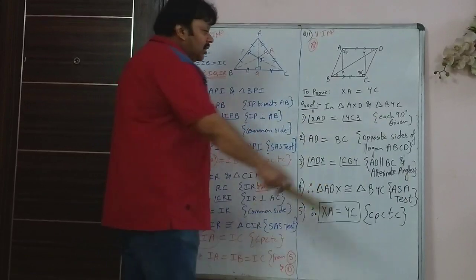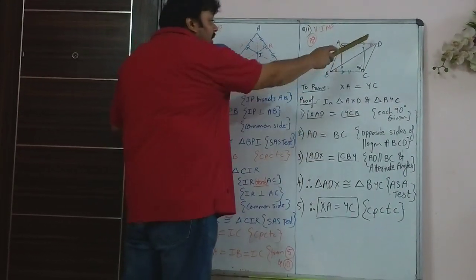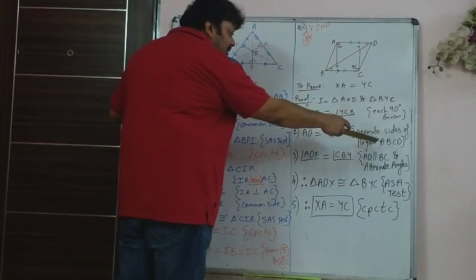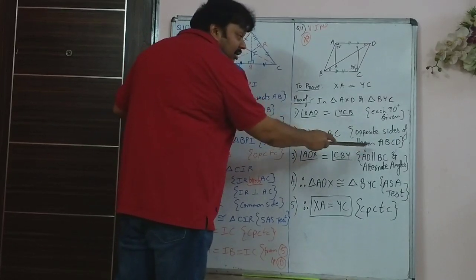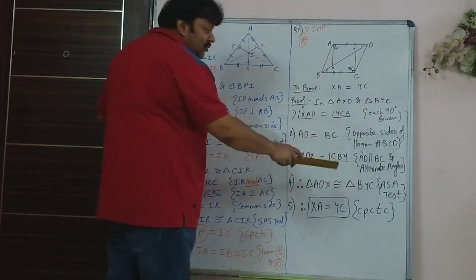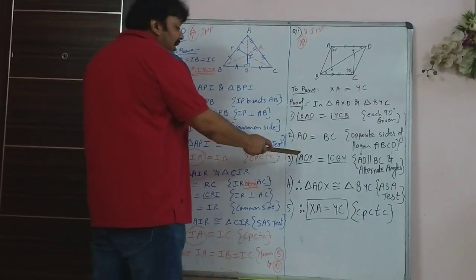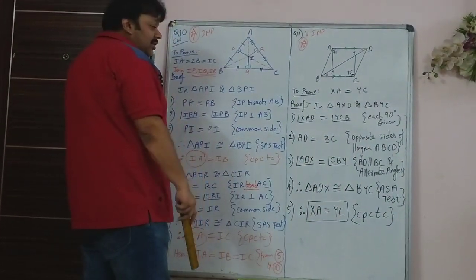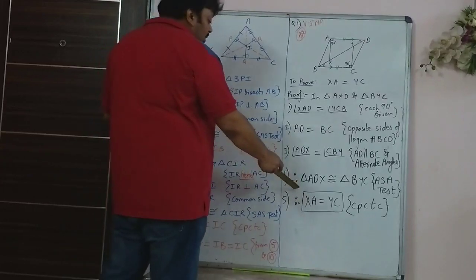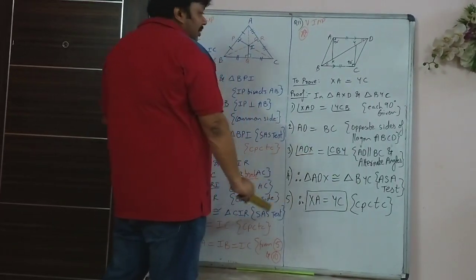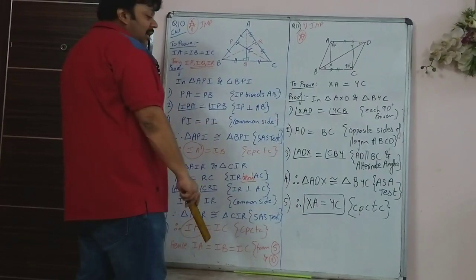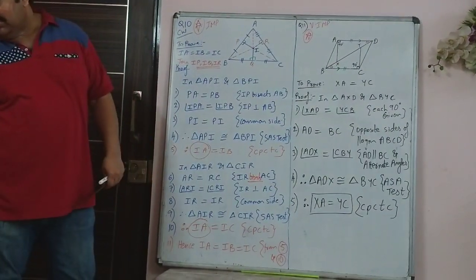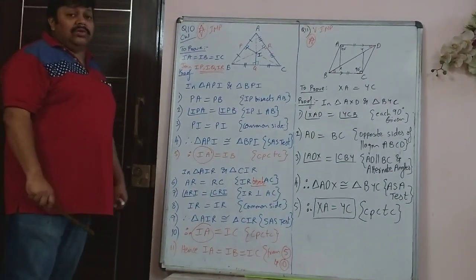So the steps are given there. In each step, the reason has to be written. XAD is equal to BCY, 90 degrees each. AD equal to BC, opposite sides of parallelogram ABCD; the short form for parallelogram is accepted. ADX is equal to CBY because AD is parallel to BC and alternate angles. So triangle ADX is congruent to BCY or BYC by the ASA test, and XA will be equal to YC, that is CPCTC. So that is what you had to prove in sum number 11.